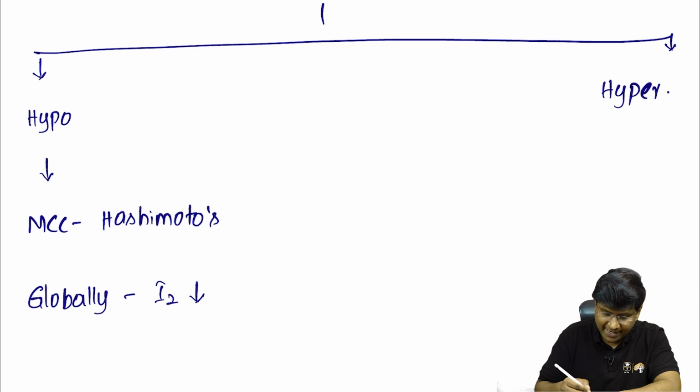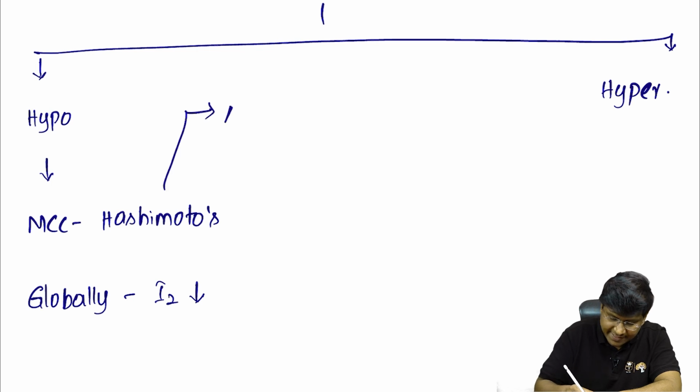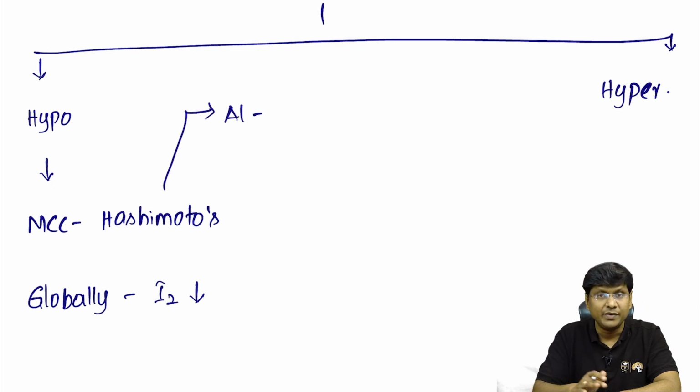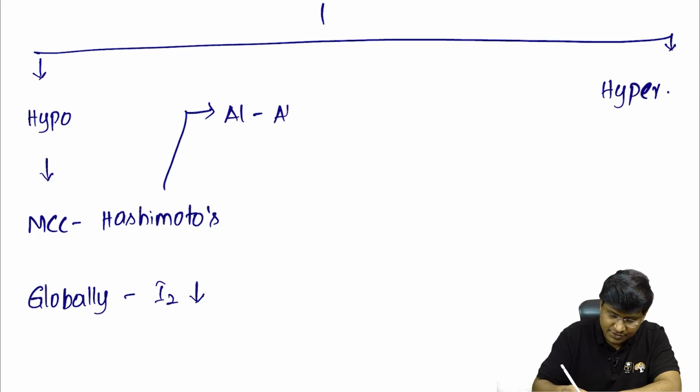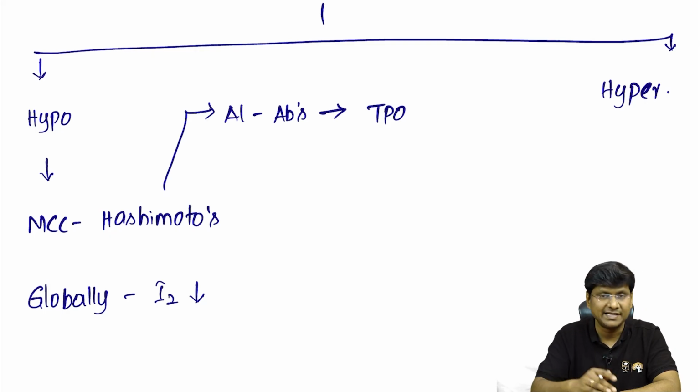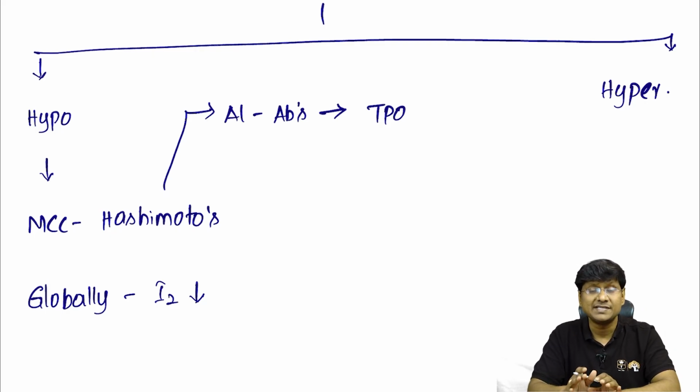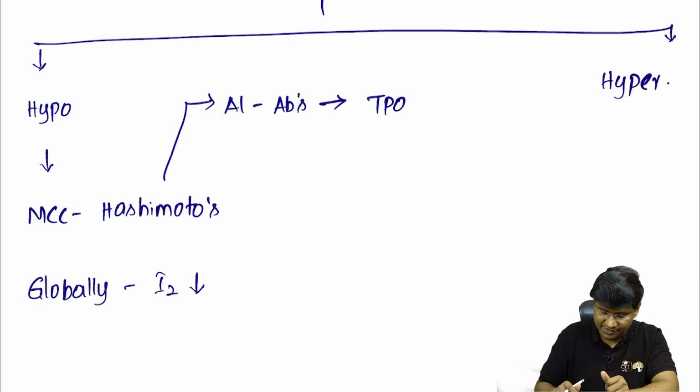Then what exactly is Hashimoto's? It is an autoimmune disorder where antibodies are formed against the thyroid peroxidase. So it is anti-TPO antibodies which are formed in Hashimoto's thyroiditis, right?